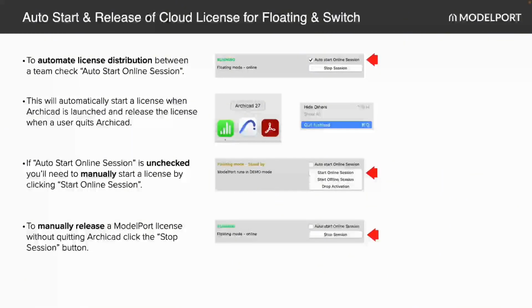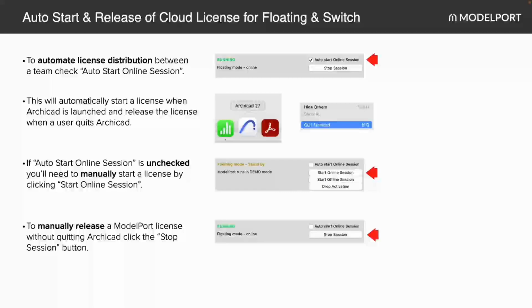Now, what happens if you are working and your teammate comes up and says, I need a license, okay? There's no more licenses on the server. Well, you can click the stop session button, and then that will automatically release that back to the server. And you can, of course, start an online session to start a new session. These are two manual ways of doing it.